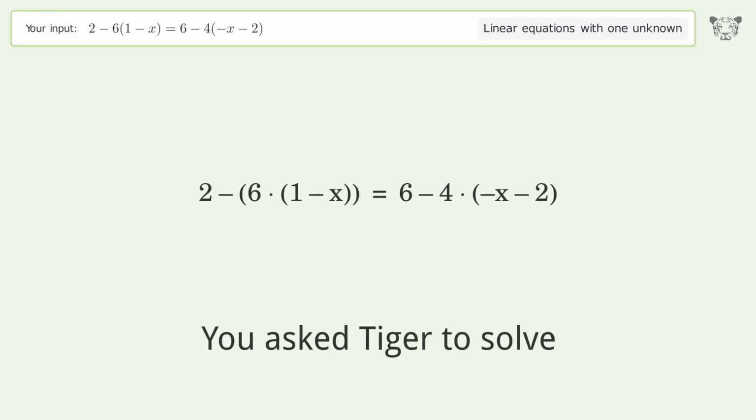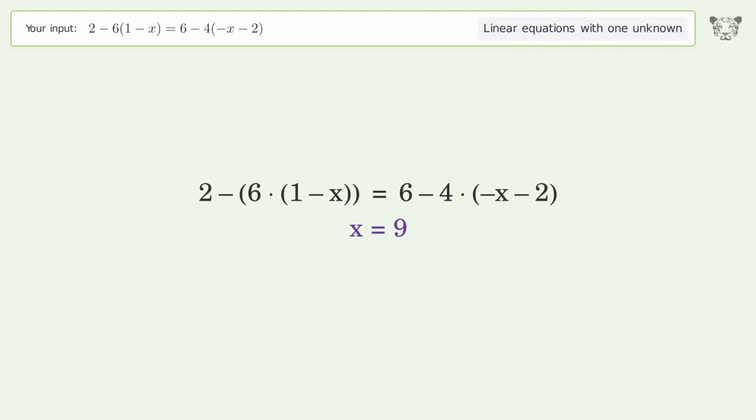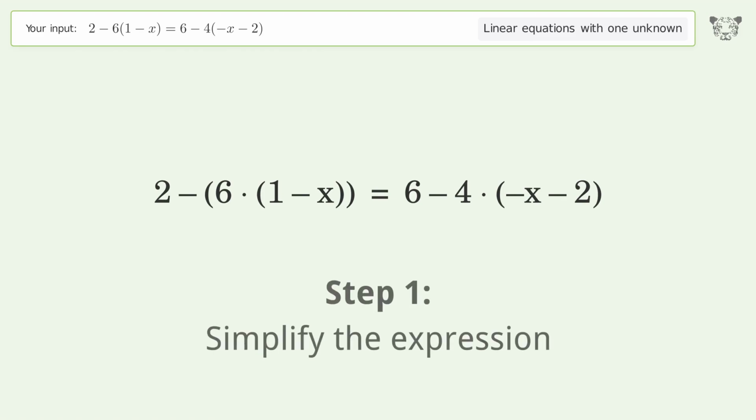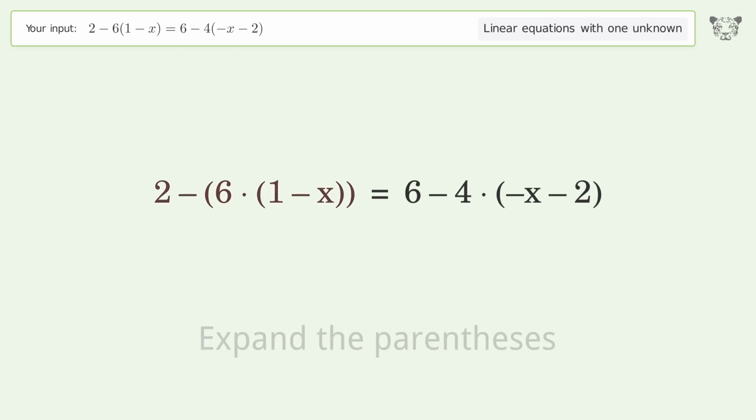You ask Tiger to solve. This deals with linear equations with one unknown. The final result is x equals 9. Let's solve it step by step. Simplify the expression. Expand the parentheses.